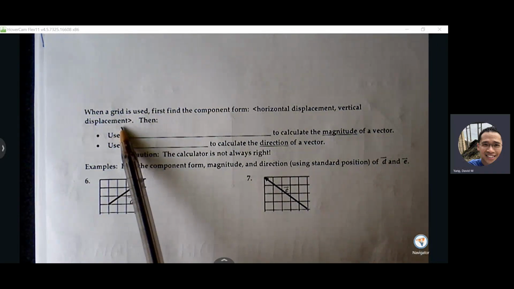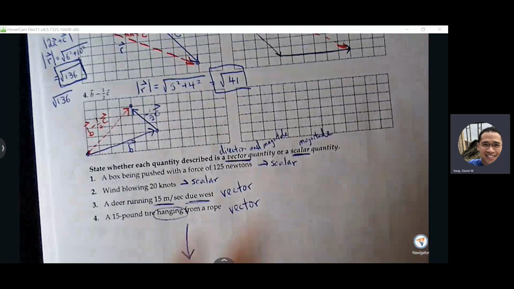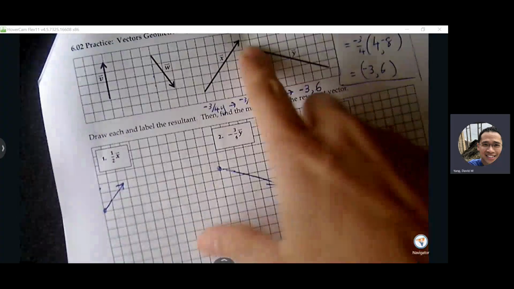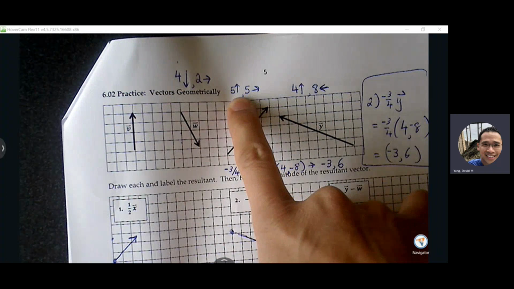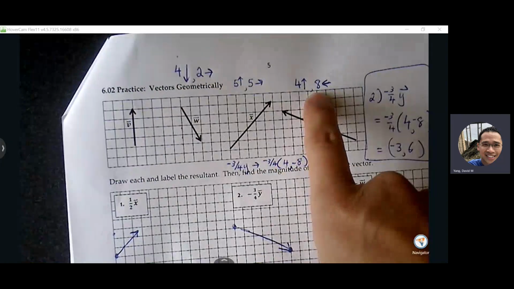So halfway down, page 6. Okay, so I'm going to start notes in the middle here. When the grid is used, first find the component form. So component form is basically what we did when we were finding these behaviors, right? Is it moving 4 down or 3 to the right or 8 to the left? So basically think of it as your horizontal and your vertical movements. That's component form.